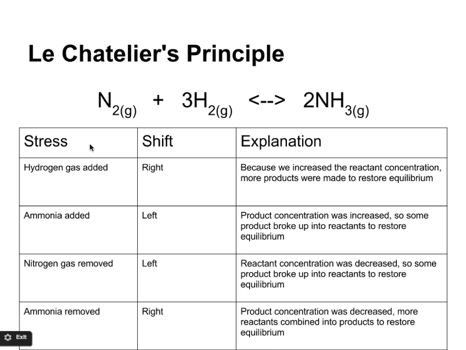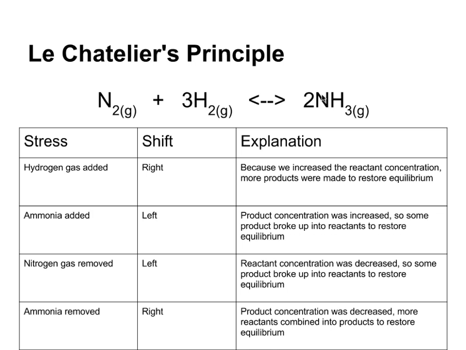If we removed nitrogen gas, we took away some of the N2. The reaction would shift to the left. It would make more nitrogen gas. The reactant concentration was decreased, so some of the product is going to break up into reactants to restore equilibrium. If we took out some of the ammonia, NH3, the product concentration was decreased, so it's going to shift to the right to restore that product concentration to restore equilibrium. So those are how affecting concentrations can cause equilibrium to shift.